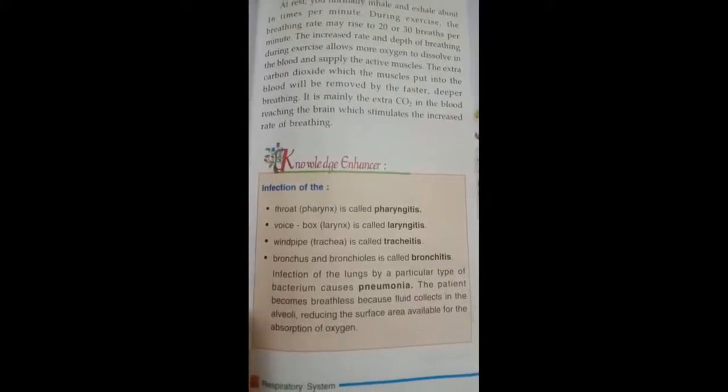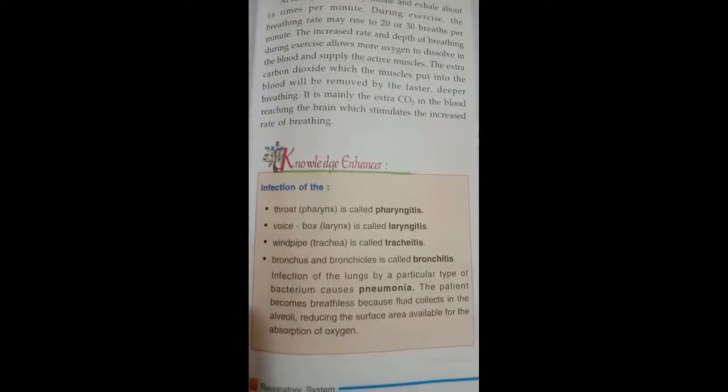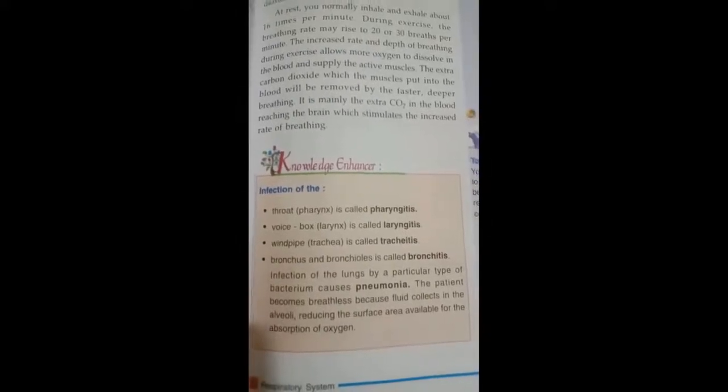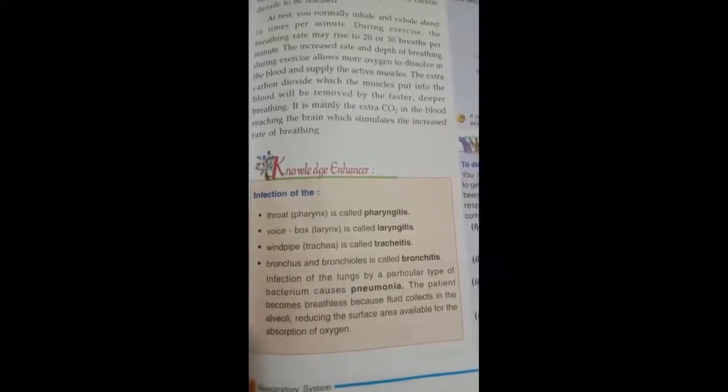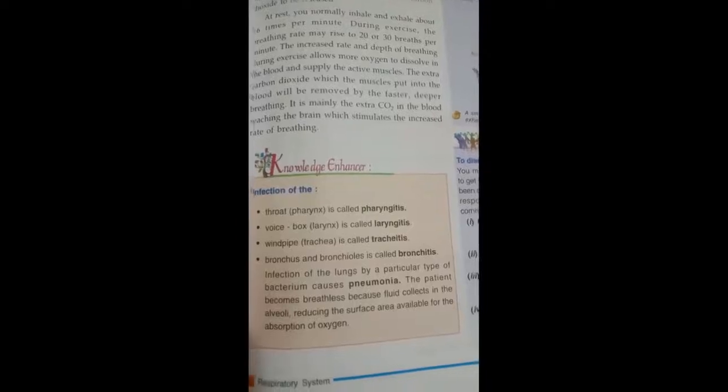The patient becomes breathless because fluid collects in the alveoli, reducing the surface area available for the absorption of oxygen. Actually, in this pneumonia disease, mucus or fluid substances collect inside the alveoli, and for that the oxygen absorption capability of the alveoli will reduce and the person will feel breathless. That is the pneumonia disease, infection of the lungs. So students, please go through that knowledge enhancer box.